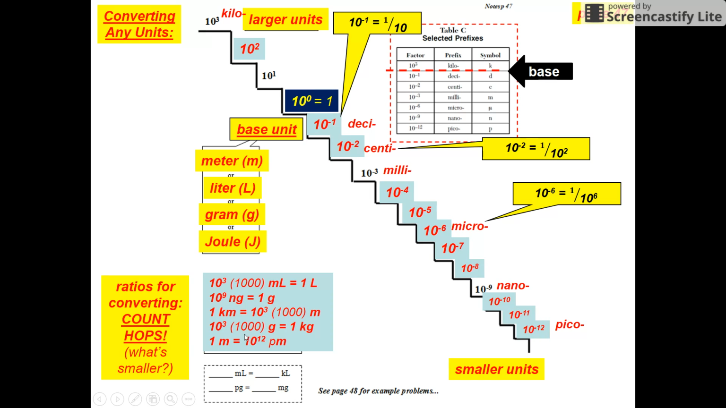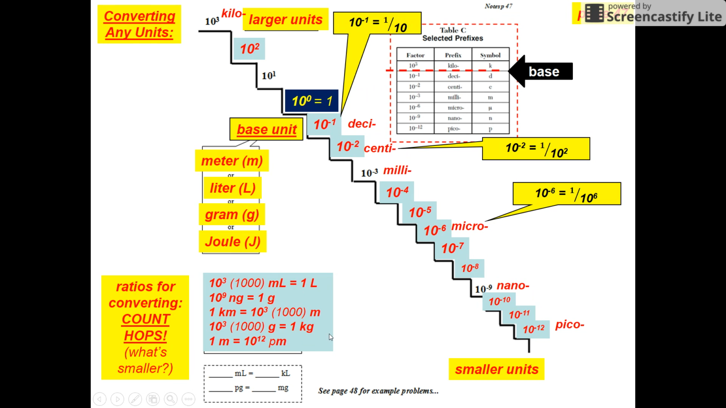Meters and picometers. A meter is big, picometers are small. How do I know picometers are small? Because on table C, I see picometer goes with 10 to the minus 12th. So how many hops between the base unit, 10 to the 0, and pico, 10 to the minus 12th? 12 hops. So 1 meter, which is big, equals many picometers, 10 to the 12th picometers.